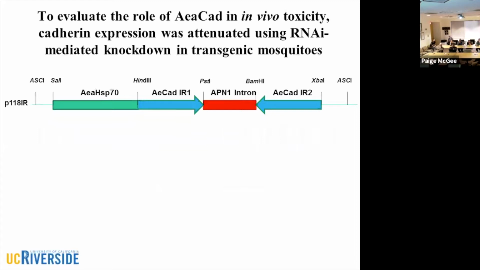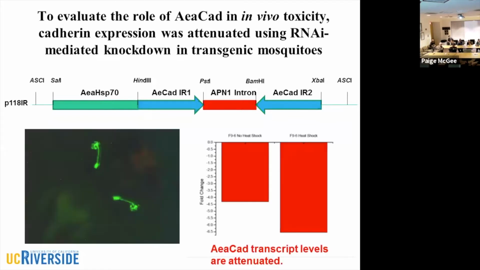So to evaluate first what Aedes cadherin does in vivo in terms of toxicity, we silence this cadherin gene in vivo using transgenic mosquitoes for RNAi silencing. We do that in vivo because when you do feeding, the data is actually quite equivocal and quite variable to a large extent. Whereas if you do it in vivo, it is much stronger and the data is quite tight.